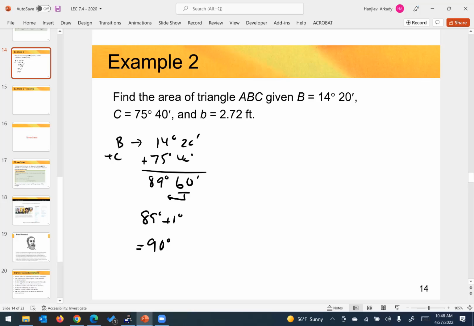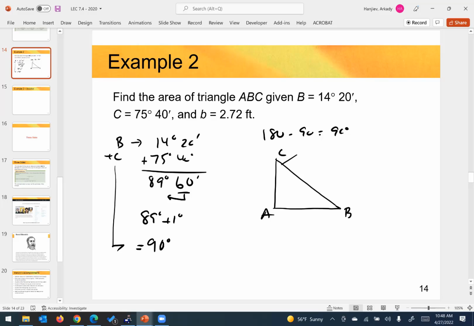So this is just the addition of these guys, right? Then we subtract from 180, and obviously 90 from 180 is still going to be 90. So our triangle looks more like this right here. If we're going to draw it to scale, it's more like this, ABC.